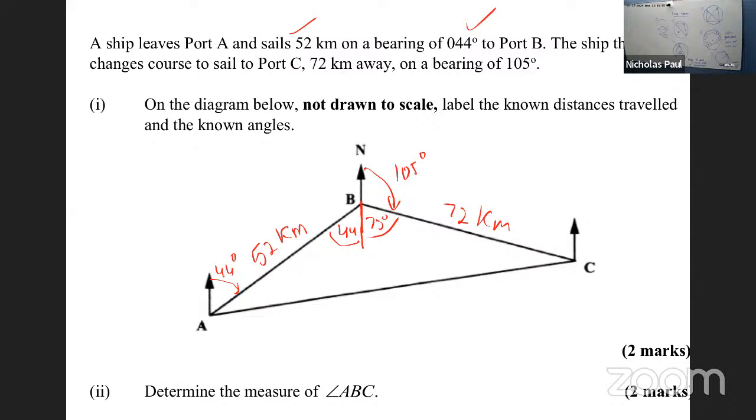Ashton, how much is ABC? 119? Correct. 119. Everybody okay with that?